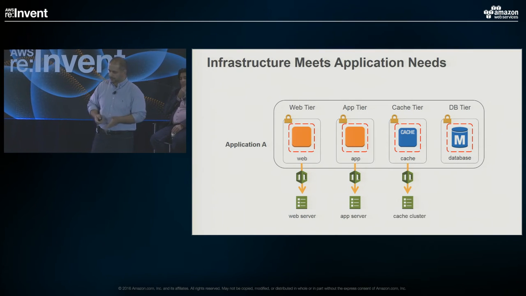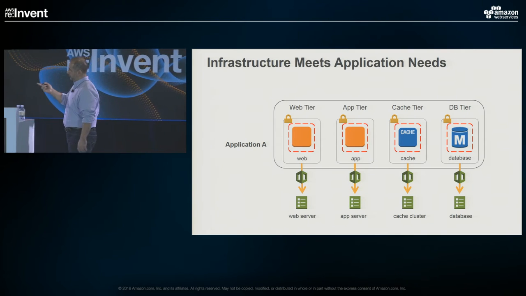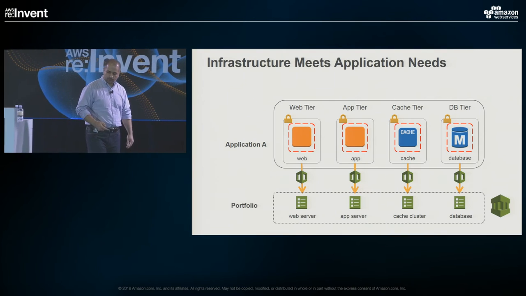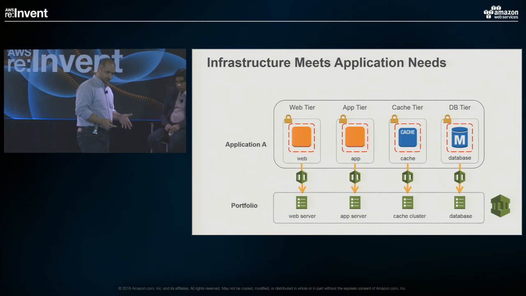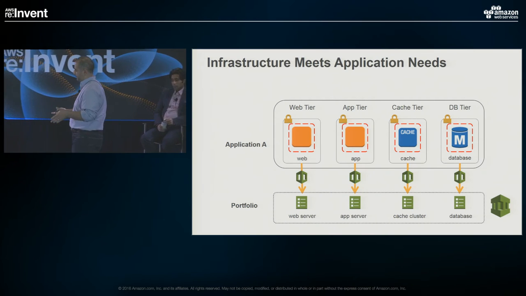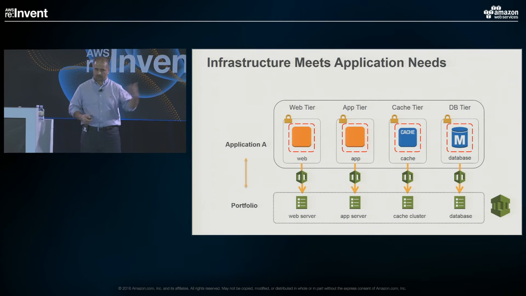So in this particular example, there's four Service Catalog products that were built, one for a web server, app server, cache, and database. So we put that into a portfolio, a Service Catalog portfolio. So we have one Service Catalog portfolio specific to, let's say, application A at this point. What do we do in terms of access?